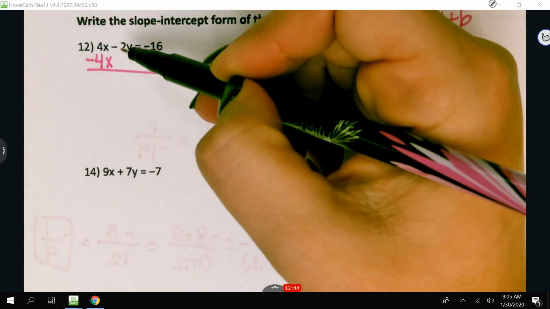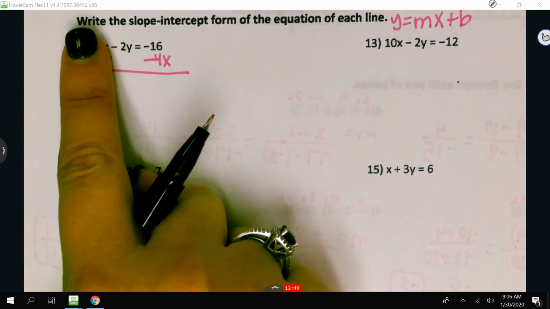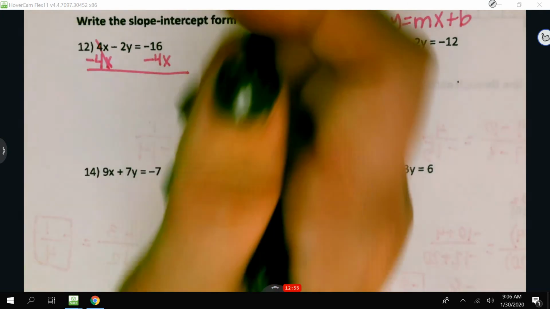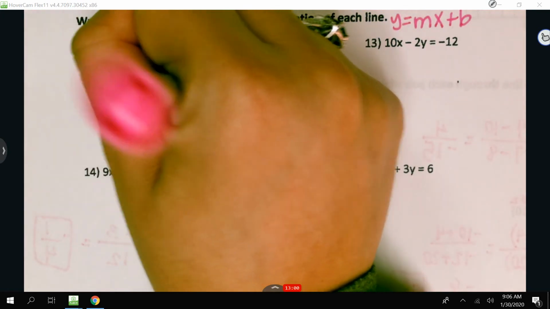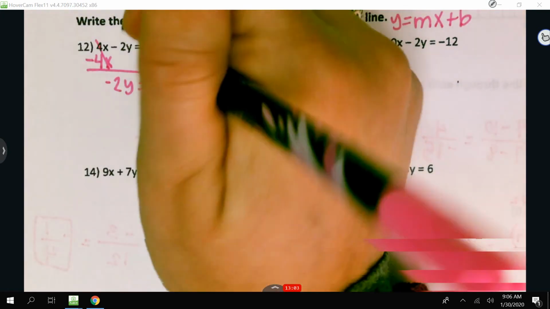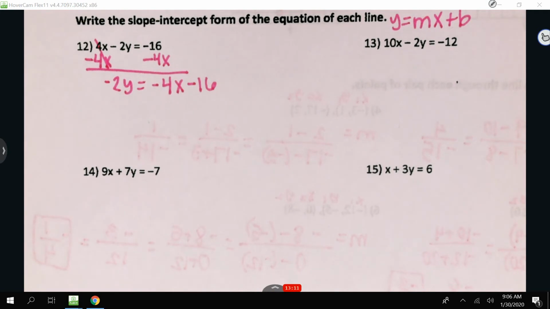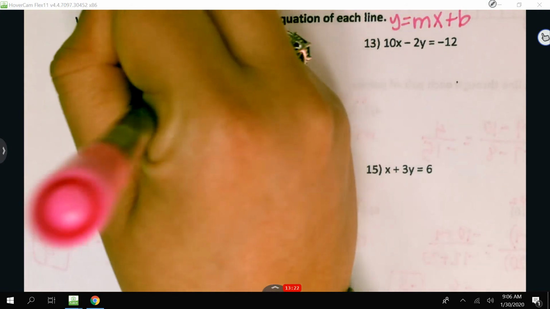When I subtract 4x from both sides, what am I left with on the left-hand side? Negative 2y. When you cross out that 4x, you have to remember to bring down that negative sign. And then my x term comes first, so this is a negative 4x. It's a minus 16. And then, what do I need to do to get y by itself? Divide by negative 2. Do not make the mistake of adding 2 to both sides, because that is not how you would get rid of that negative 2. You're dividing both sides by negative 2.